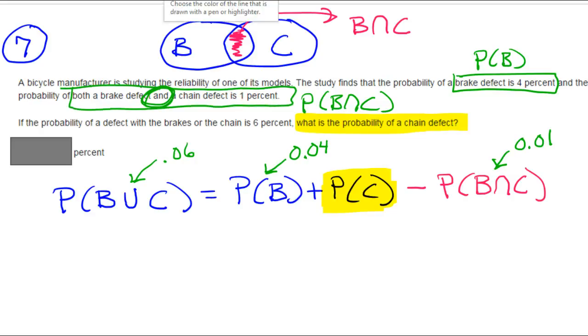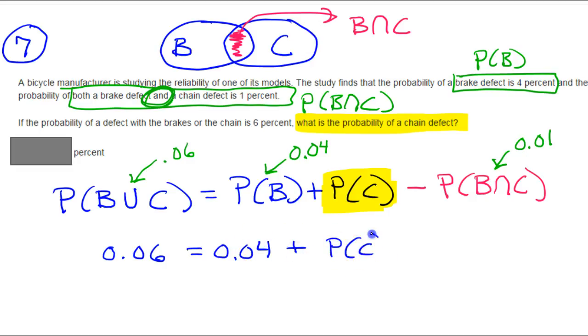Just rewriting this equation using all the numbers that we just saw, what we have is 0.06 is equal to, I like to put a 0 in front, 0.04 plus the probability of a chain defect minus 0.01. We just substituted everything they gave us into the equation. Please make sure you add this equation to your notes. So now I just need to solve this for the probability of a chain defect.